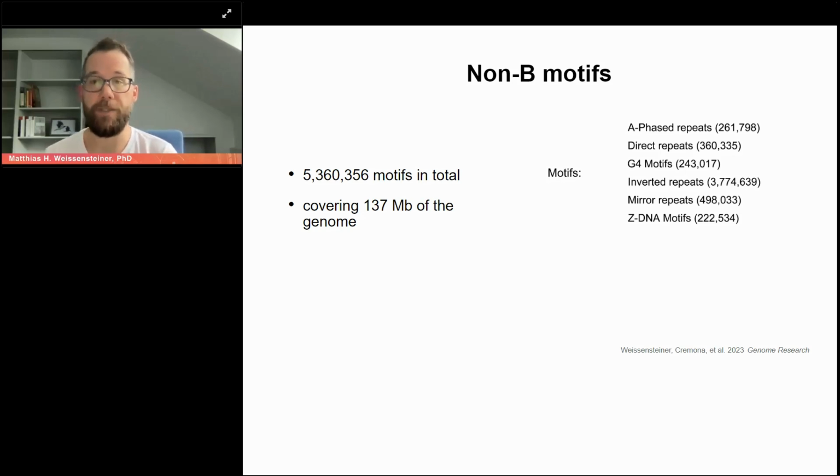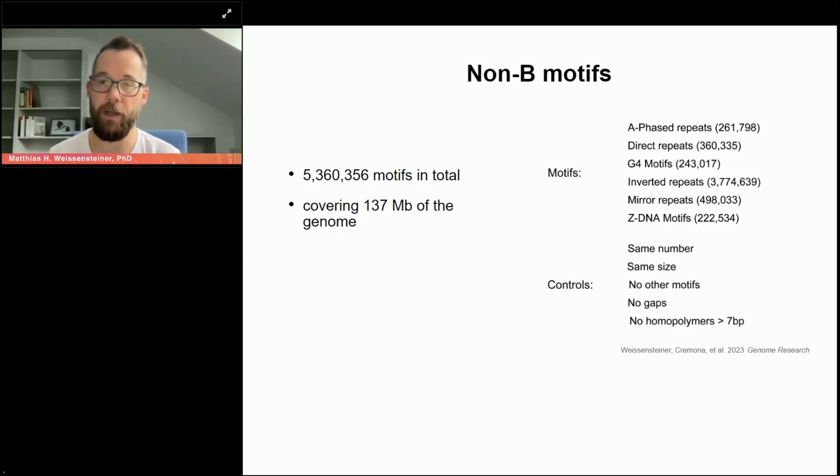And so to essentially answer the question posed before, whether there are more errors in the motifs versus the controls, we then also generated control sequences. So for each and every non-B motif type, we took the same number of intervals with the same size, and we excluded any other non-B motifs and of course gaps, but also homopolymers. So any nucleotide repeated more often than 7 times in a row has also been excluded.